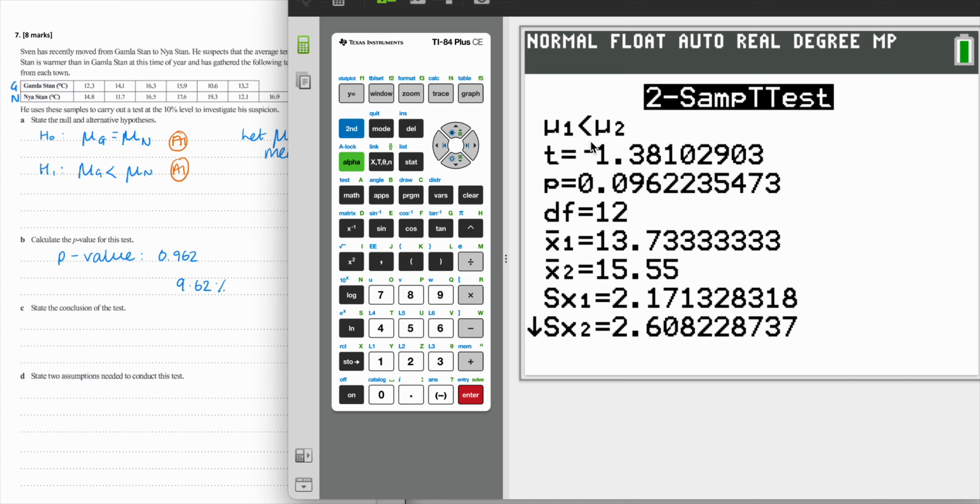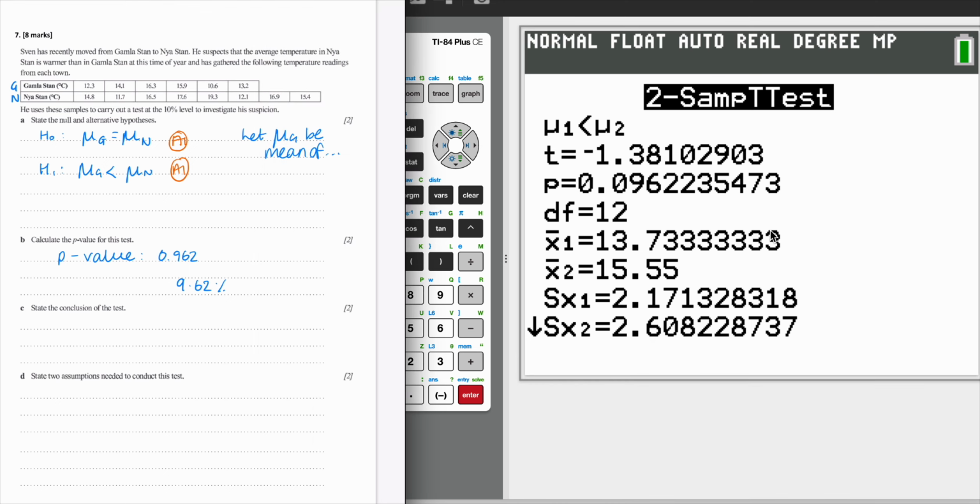And this last question, part C, is to state the conclusion for the test. We're told that we were doing it at a 10% significance level. So given that 10%, the p-value, 9.62%, is smaller than the significance level. So 9.62% is less than the 10% significance level. Therefore, we reject the null hypothesis and we accept the alternate hypothesis.